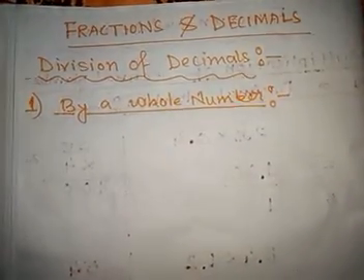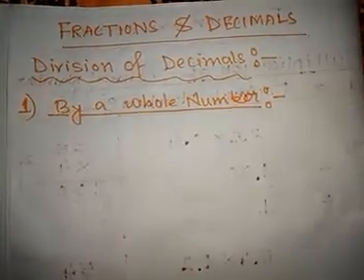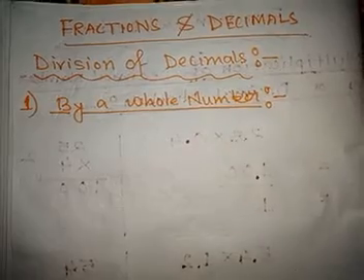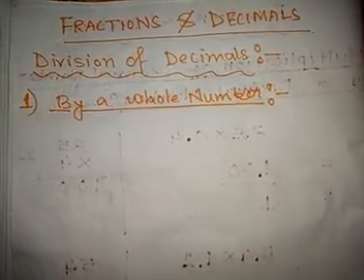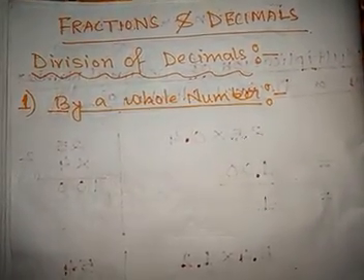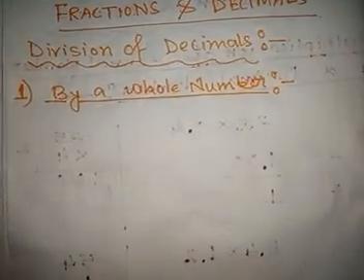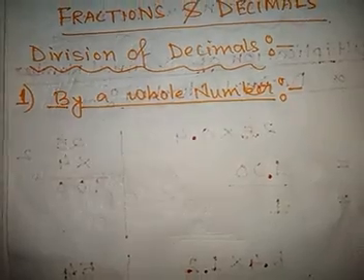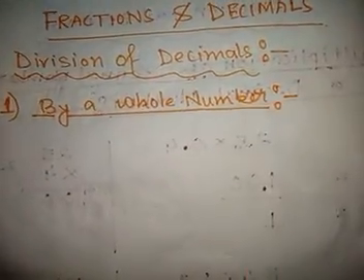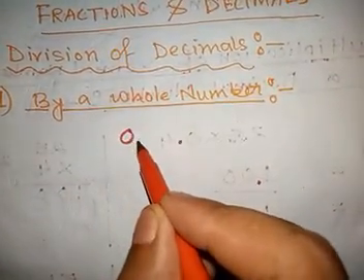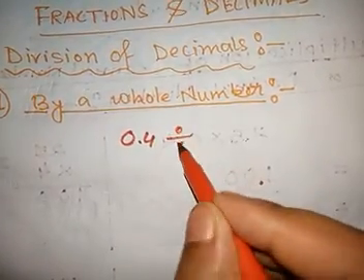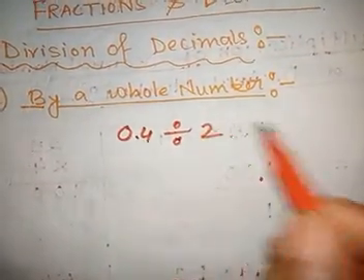So in this video we will be discussing the division of a decimal, first of all by a whole number. So how will you divide a decimal number by a whole number? This is the topic. So let's take some examples and then we will discuss it. Suppose you have to divide 0.4 by 2.